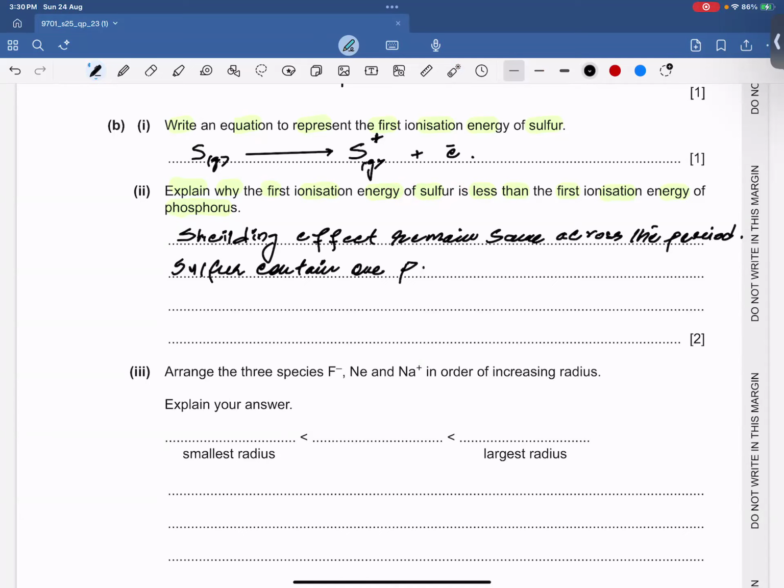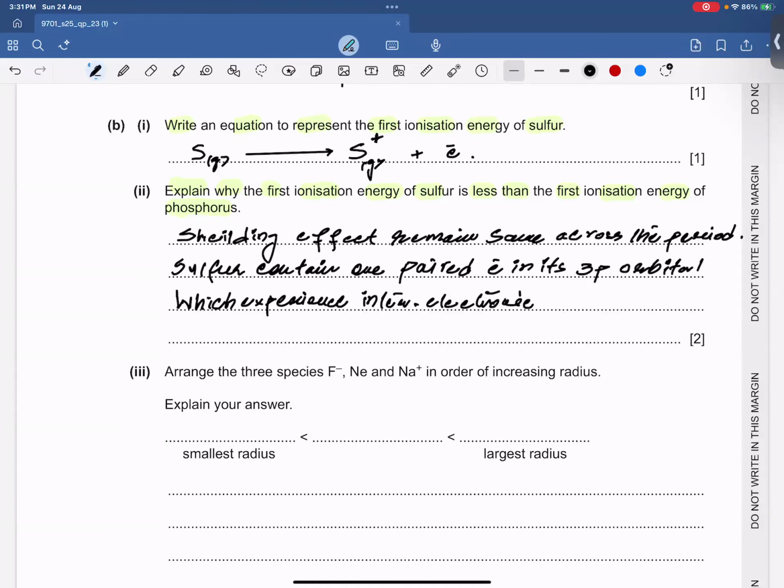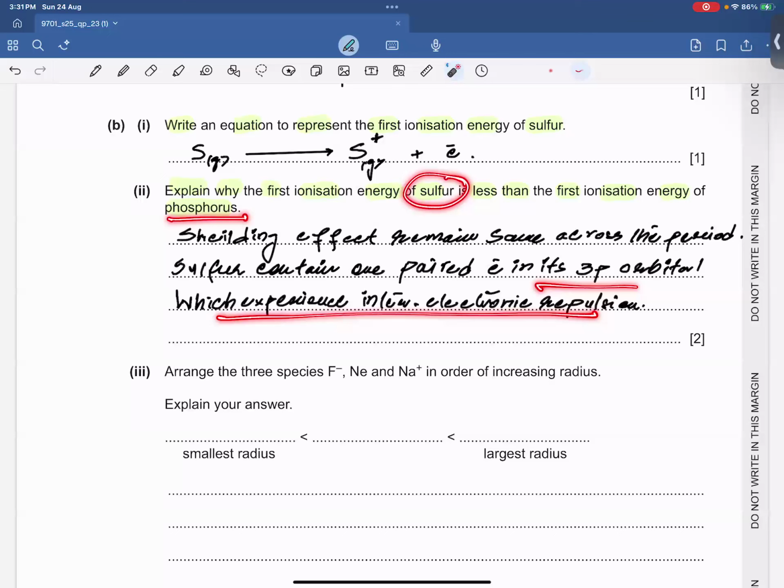Sulfur contains one paired electron in its 3p orbital, which experiences interelectronic repulsion, also called spin-spin repulsion. And we know that across the period, nuclear charge increases. So sulfur has a greater nuclear charge than phosphorus, but this interelectronic repulsion outweighs the nuclear charge.